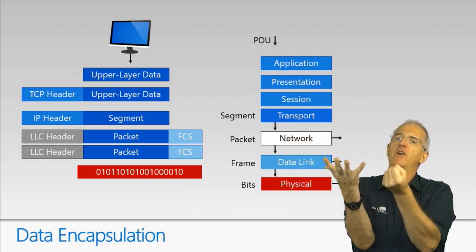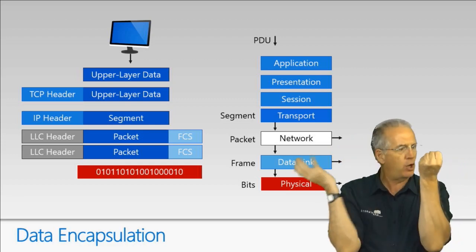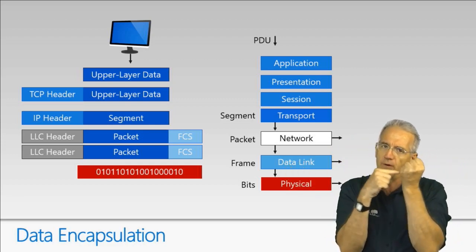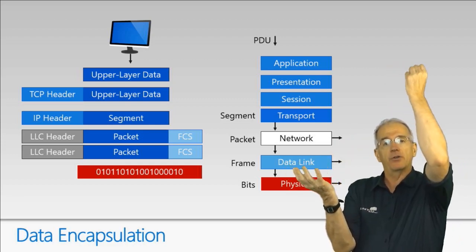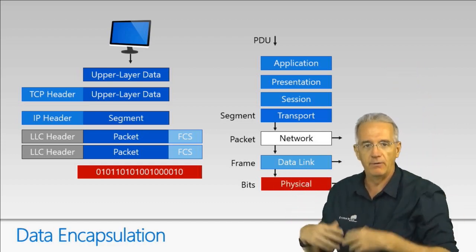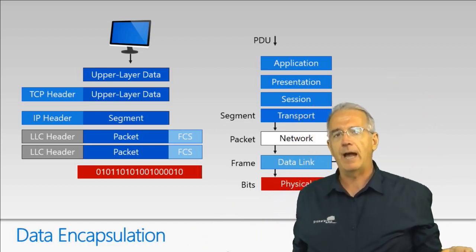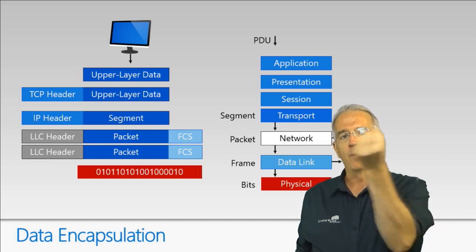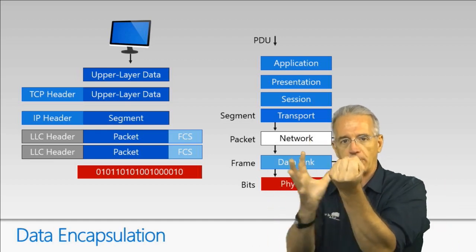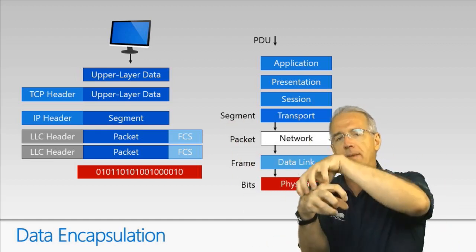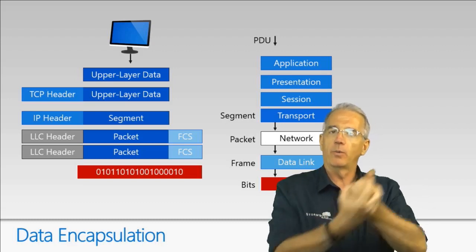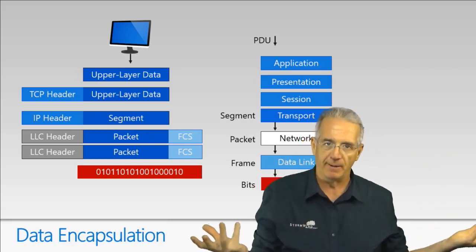It peels off that first wrapper and says, what am I supposed to do with this? Oh, I'm supposed to hand this up to layer 3, then it hands it up to layer 3, and then layer 3 can handle this however it needs to handle it. So all that encapsulation is wrapping data, and then putting messages on that wrapper so that when it gets to the other side, they can unwrap it.